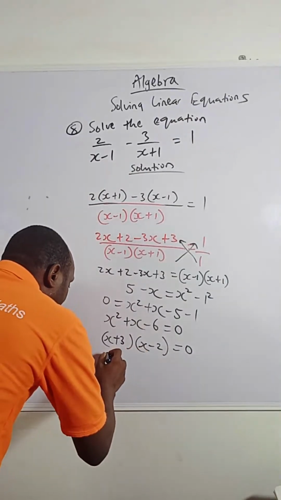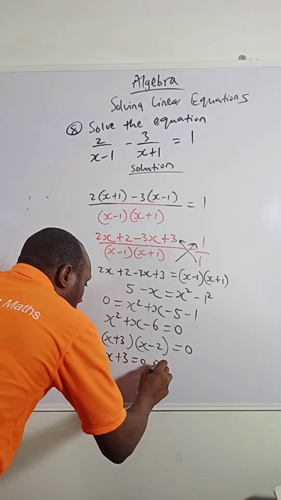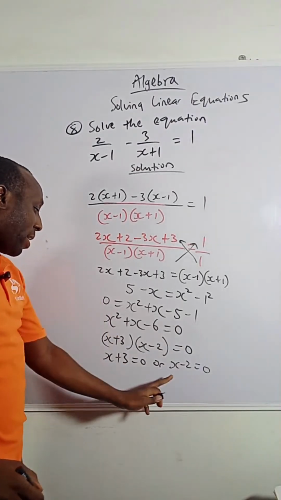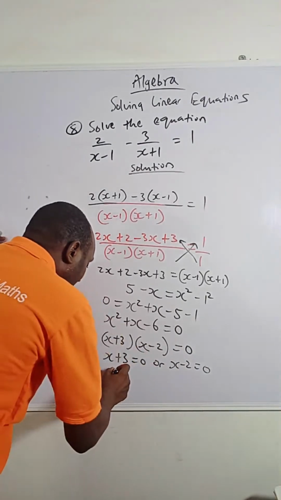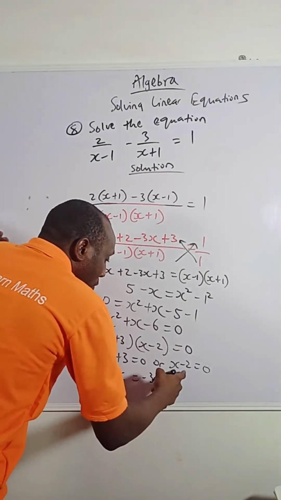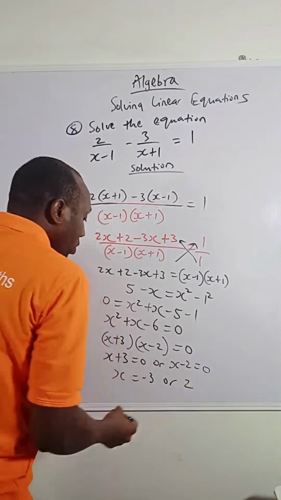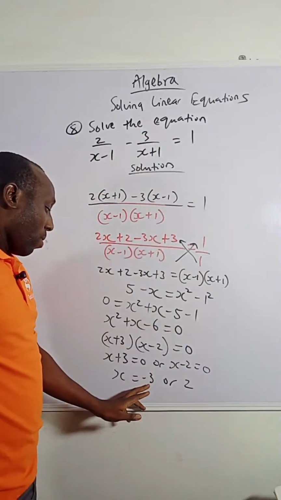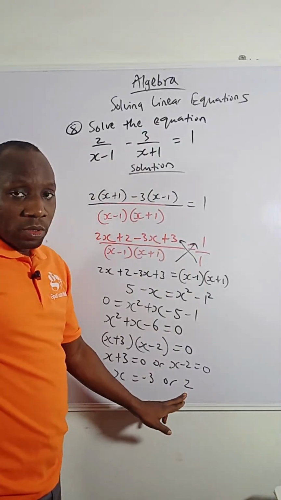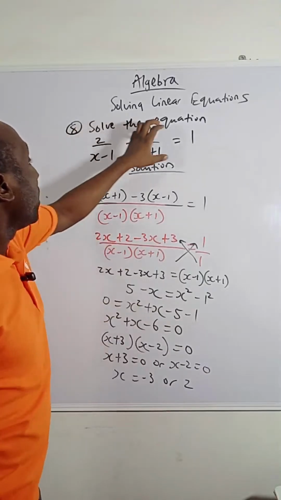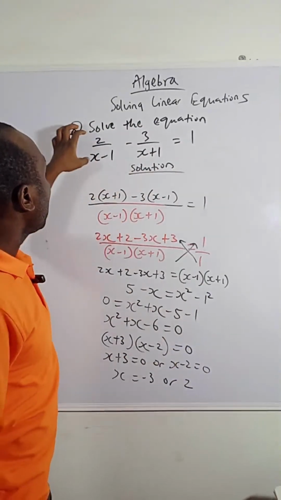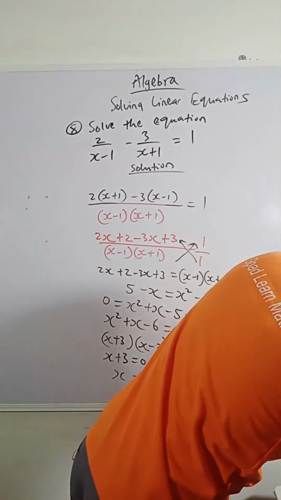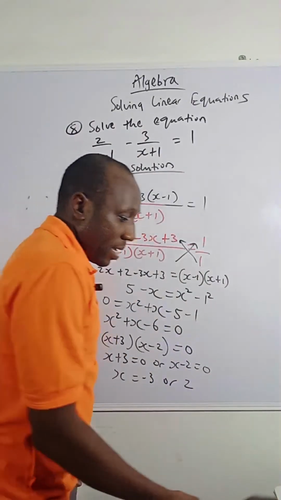So I'm going to rewrite this like this: x plus 3 is equal to 0, or x minus 2 is equal to 0. So when you want to get the value of x here and here, move plus 3 to the right hand side, you're going to have negative 3, or if you move minus 2 over, you have plus 2. So the two values of x that will satisfy this equation are negative 3 or 2. When you plug in negative 3 here, you get 1. If you plug in 2 here, you also get 1. You can test it on your own to be sure that what we've done is correct.